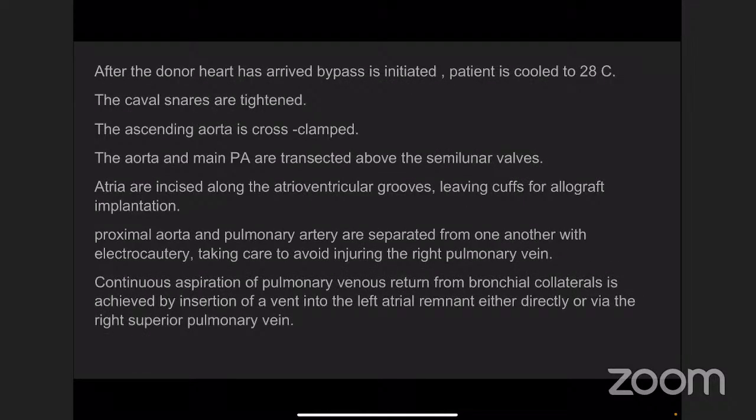After the donor heart has arrived, bypass is initiated and the patient is cooled to 28 degrees. The caval snares are tightened, the ascending aorta is cross-clamped, and the aorta and main pulmonary artery are transected above the semilunar valves. The atria are incised along the atrioventricular grooves, leaving a cuff for allograft implantation. The proximal aorta and pulmonary artery are separated from each other by electrocautery, taking care not to injure the right pulmonary vein. Continuous aspiration of the pulmonary venous return from the bronchial collaterals is achieved by insertion of a vent in the left atrium, either directly or through the right superior pulmonary vein.